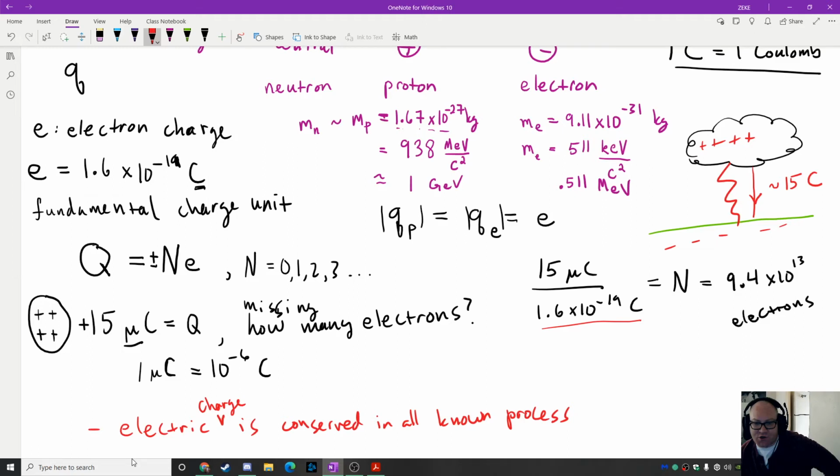Now, let's talk about a special type of charging. We talked about charging by contact. Let's talk about charging by induction. This word induction is going to come up a lot in this class, but it's going to mean slightly different things.